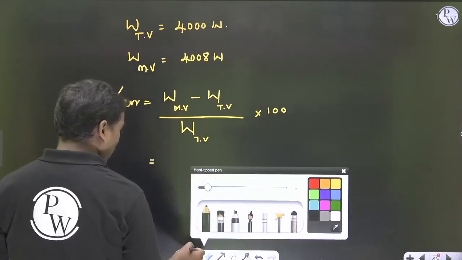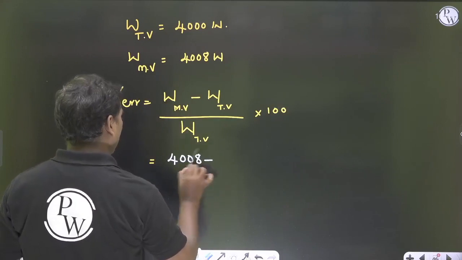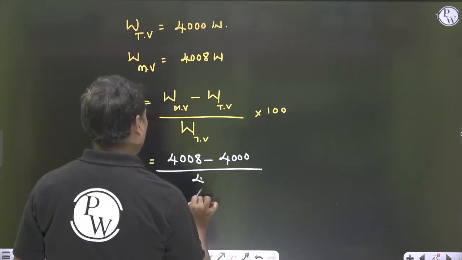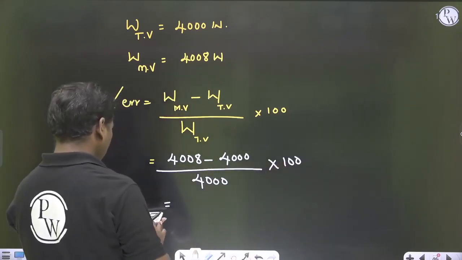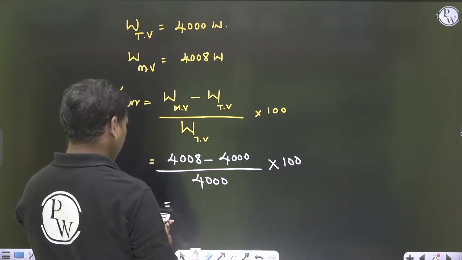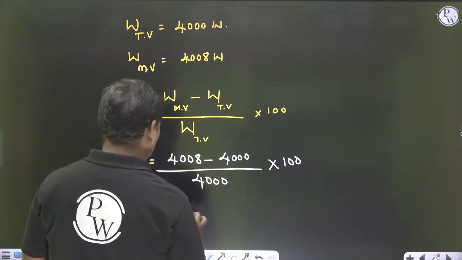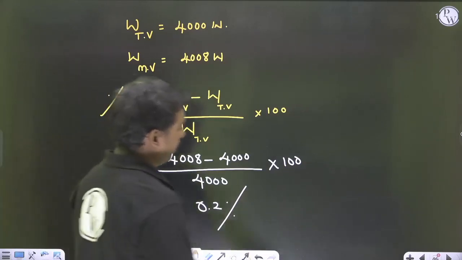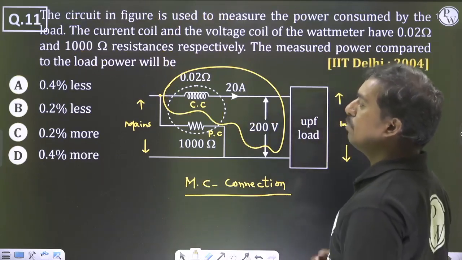The measured value is 4008 minus the true value 4000, divided by 4000, into 100. So that is coming as 0.2% more. That means positive, so the measured value is 0.2% more.